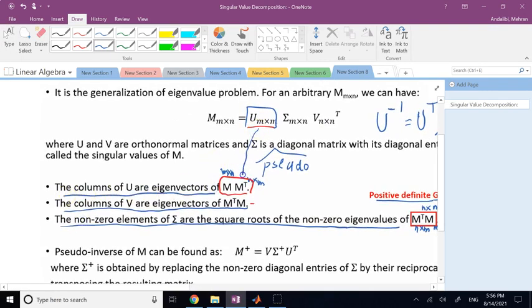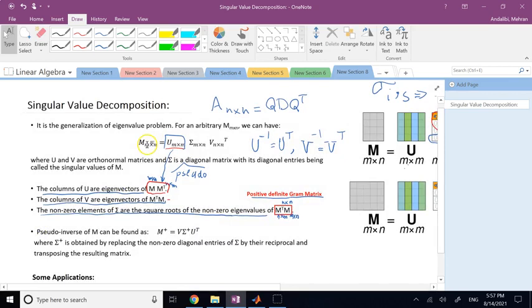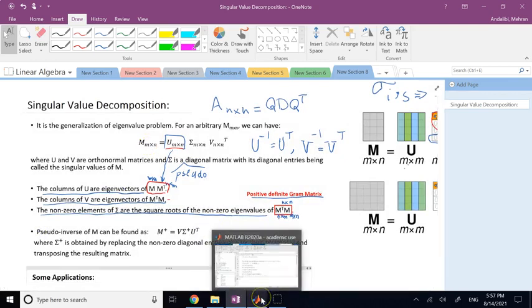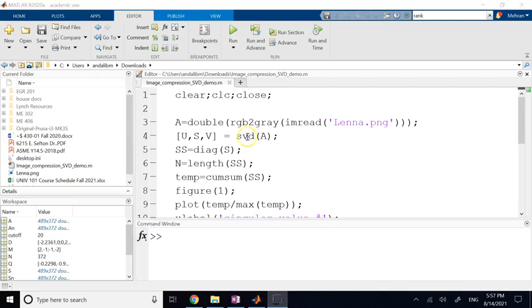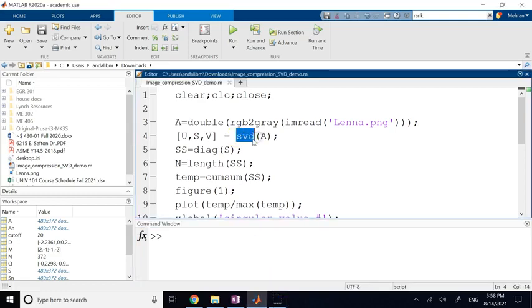So the columns of U are coming from eigenvectors of MM transpose. So now I know exactly, by forming these two matrices, M transpose M and MM transpose, which are of two different dimensions, one is M by M, the other one is N by N, I can get U, I can get V, I can get sigma. And once I have those, that means I have my singular value decomposition. And in MATLAB, the command to do it is SVD, or singular value decomposition.